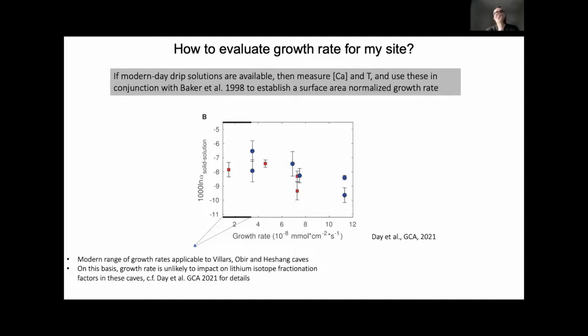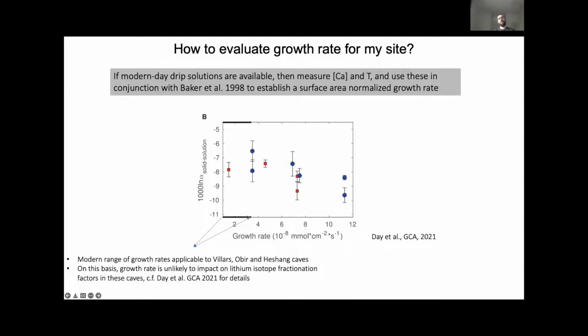And if you've got monitoring over the course of a number of years, you might also use those equations to establish the range of growth rates that might apply to your particular cave system. And that's something that I've done here. I've used that Baker et al. 1998 study and their equation to relate the growth rate of my lithium isotope experiments here with growth rates applicable to caves. And that's what this heavier black line is showing here.